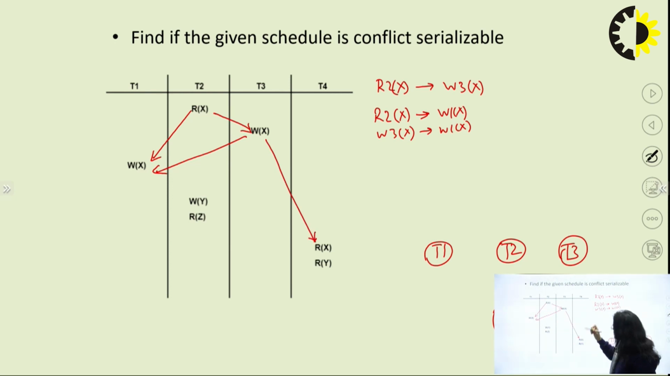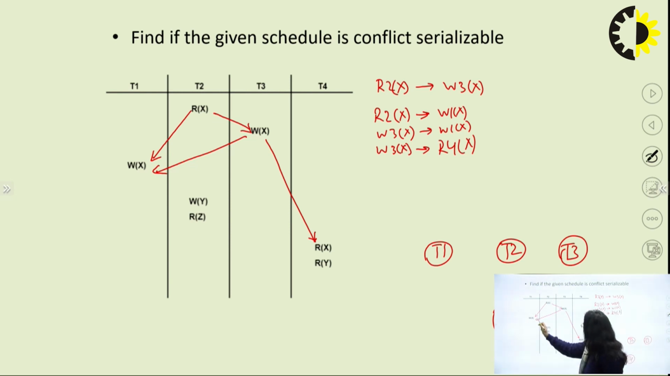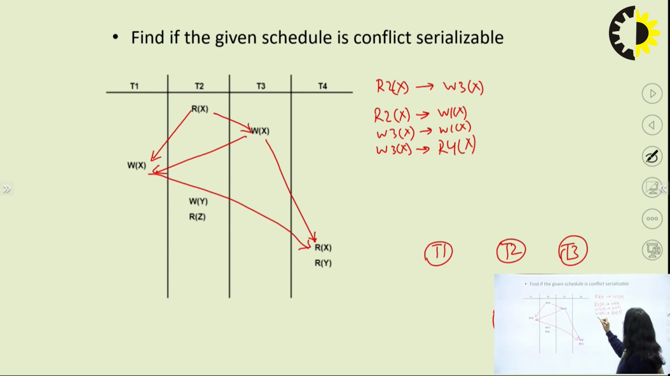Next we'll check this, no conflict, no conflict. Yes, there is a conflict because of write and read on the same data item. Here no conflict. So the next is W3 X to R4 X. So this is the next edge we will draw. Okay, so now we need to check this. The next operation is this, no conflict, no conflict. Yes, there is a conflict. So this is W1 X to R4 X. Next we'll check with this, no conflict.